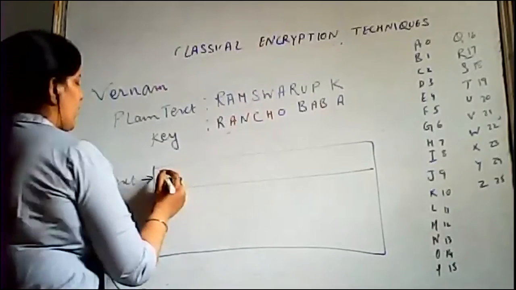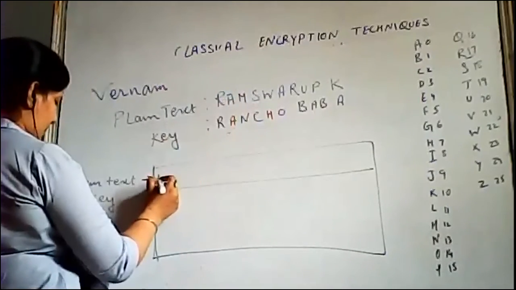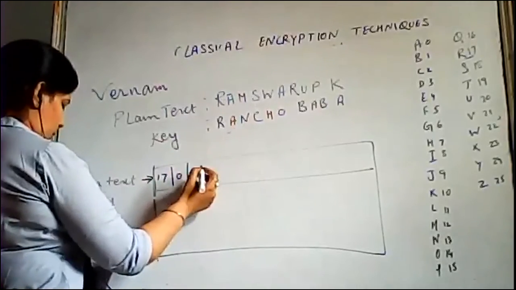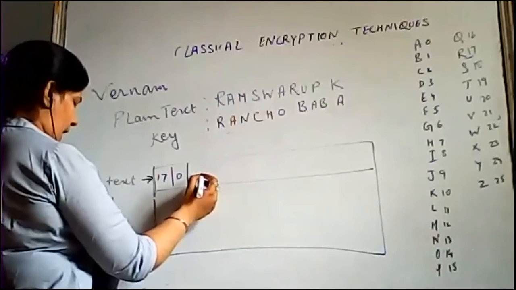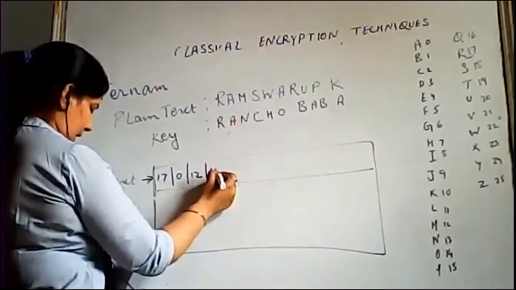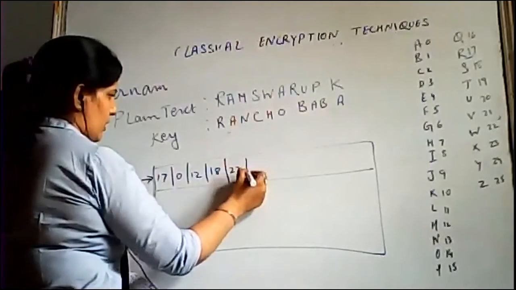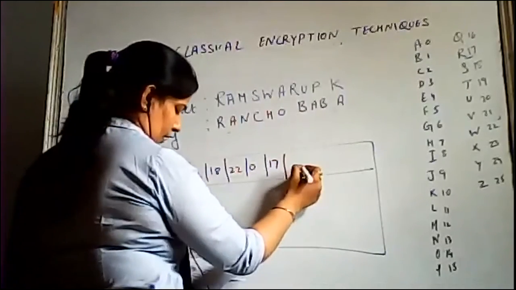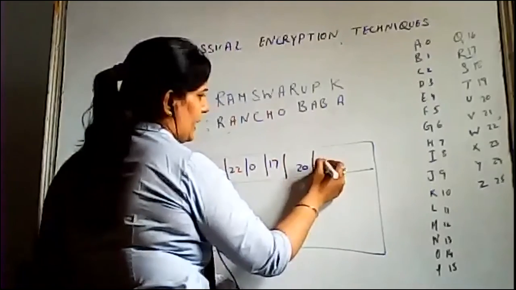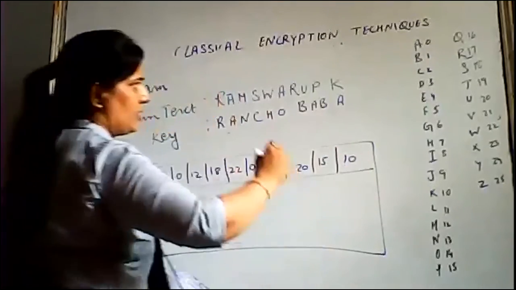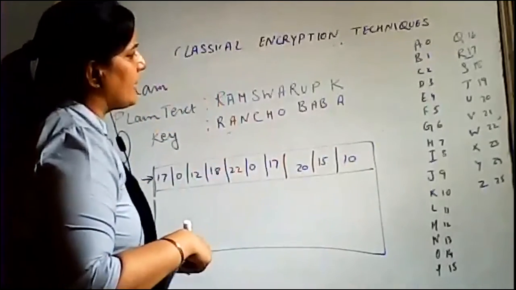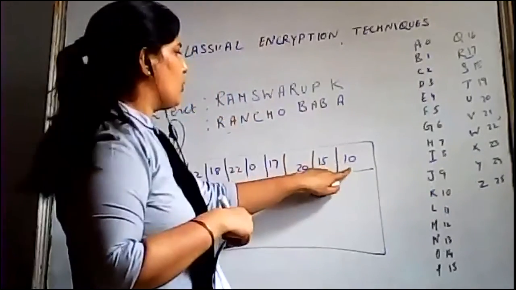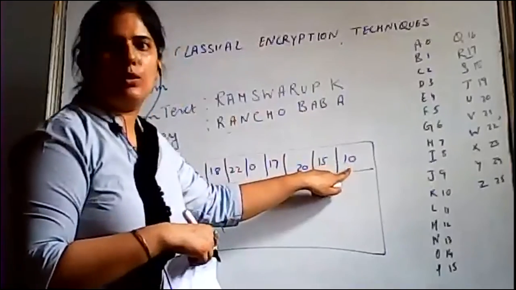So for R I have 17, for A I have 0, for M I have 12, similarly 18, 22, 0, 17, 20, 15 and 10. The last letter is my K, and for K I have the number 10, so I am simply writing that number 10 over here.